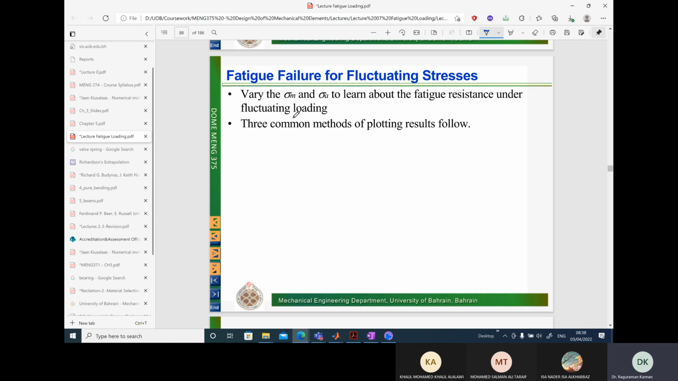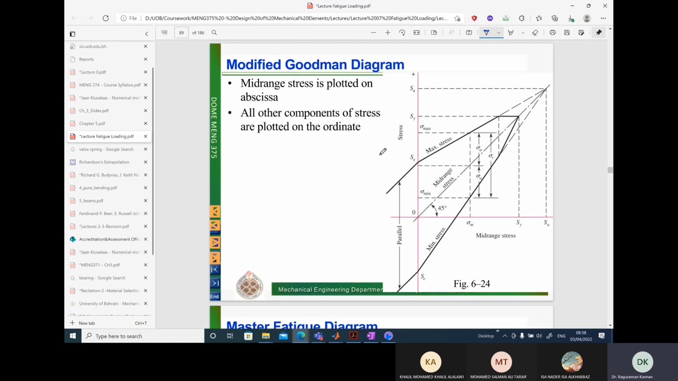There are three methods, we can say, through which we can deal with fluctuating loads. What do we do in these three methods? We vary the sigma m value and sigma a value, and try to measure what the fatigue resistance would be under fluctuating loads. So how do we do that? Let's see some examples.